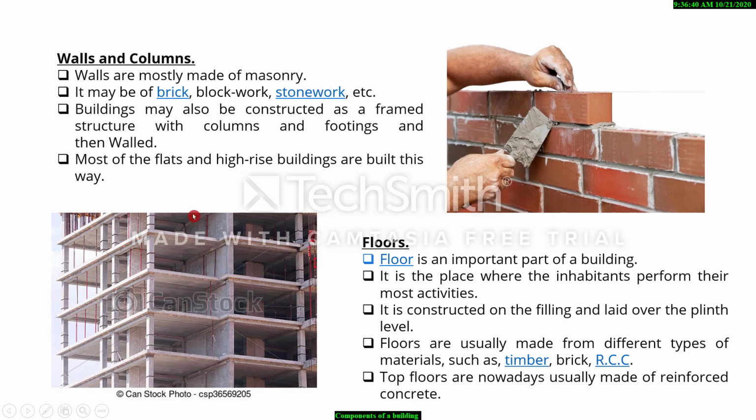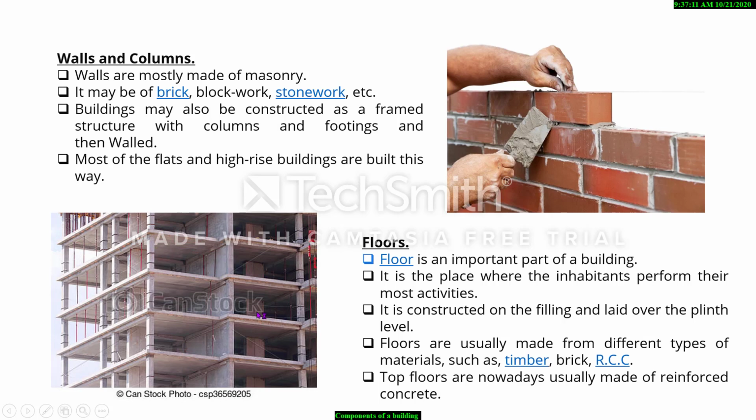Like for the big flats, most of the flats and high-rise buildings are built in this way. So to add, normally we can build a building in two ways: by column-beam supports and by wall supports. In our normal residential houses, the entire load of the building is transferred through slab, beam, then walls, then to the foundation. In the case of frame structures, it will be slab, beam, then column, then to the foundation.